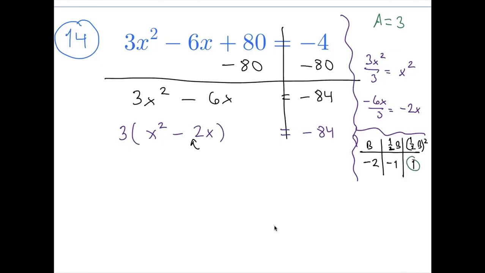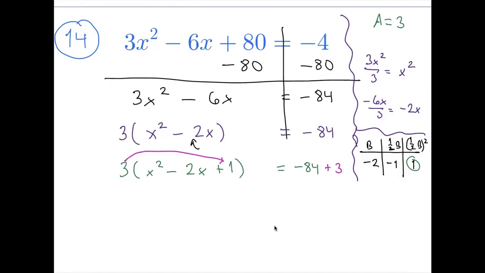And so we're going to go back to our problem. We're going to add that 1 into our parentheses. So it's going to be 3 parentheses x squared minus 2x plus 1. And on the right side, it's going to be -84. But remember, we have to add on what we added to the parentheses, but times it by a. So remember, this 3 gets multiplied to this 1. So that's just 3 times 1, which is going to be +3.